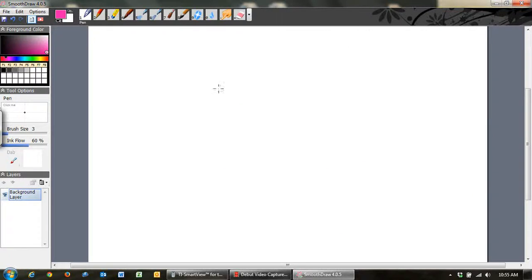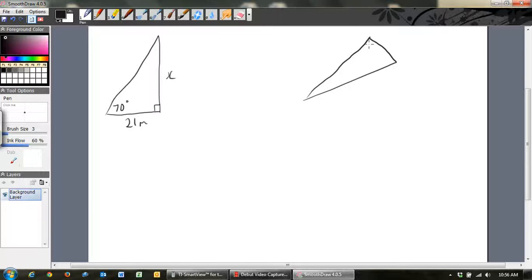Okay, let's just do another example of that. In fact, let's just do a couple. All right, I'll draw a few on the page. So we'll have x there and 21 meters, and let's have an angle of 70 degrees there. Okay, and I'll do another one. Go that way. Try to mix it up a little bit. Try and trick you. Now let's go 25 degrees here, and we'll go 4 and x over here.